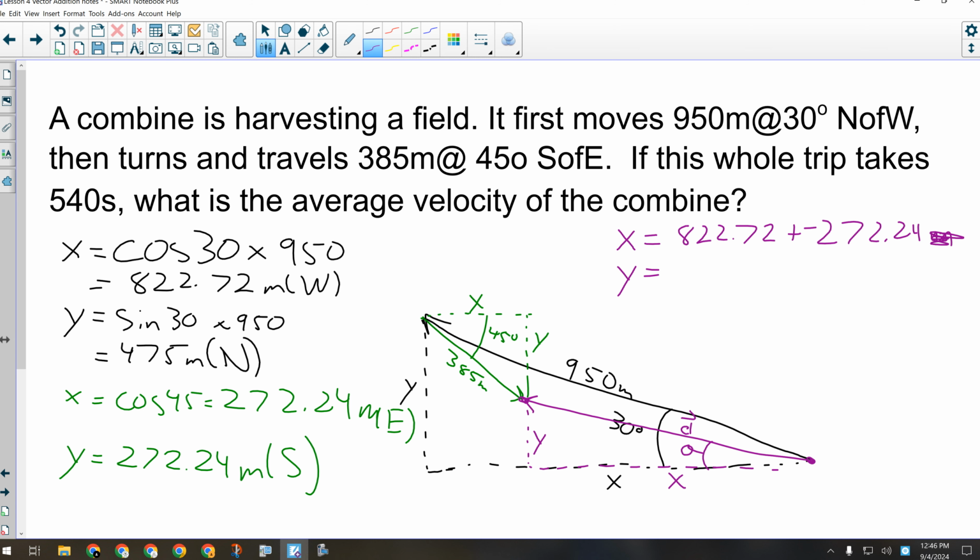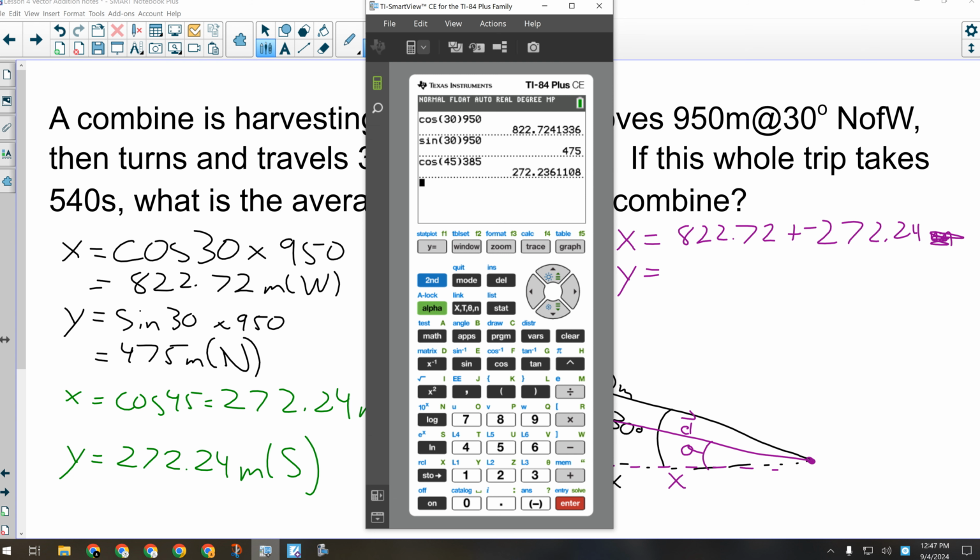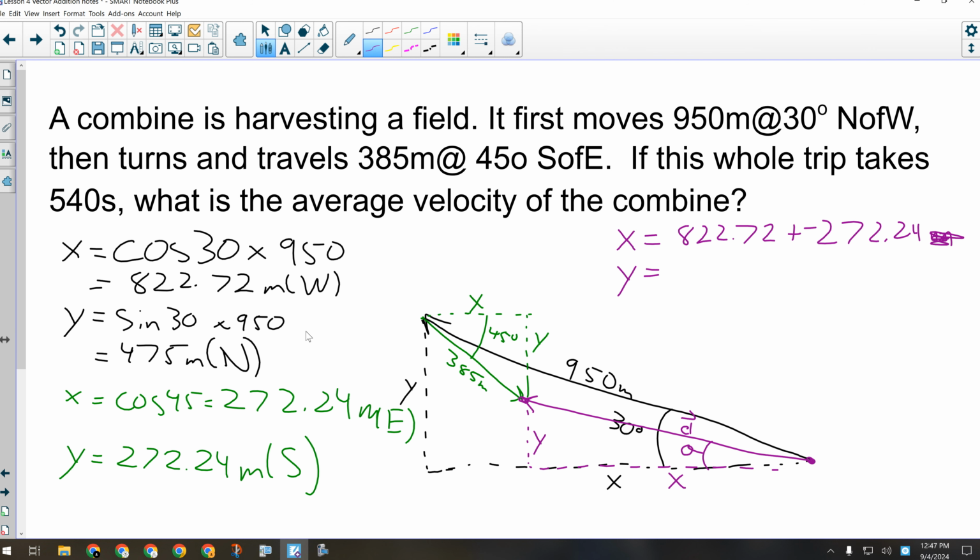All right. So when I do that calculation, and I keep all of my decimals obviously, I take that number there and I'm just going to subtract that number there, because adding a negative is the same thing. So I get that the combined trip ends up 550.49 meters west of its starting position.